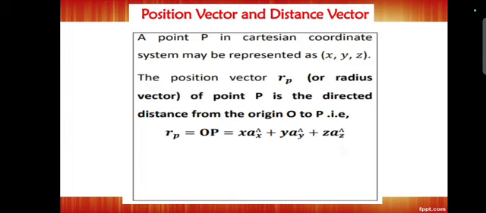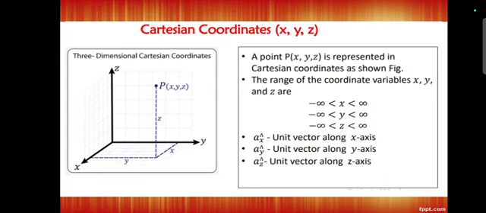The position vector and distance vector. A point P in a Cartesian coordinate system may be represented as x, y, z. The position vector Rp, or radius vector, of point P is directed along the distance from the origin O to P, in such a way that Rp is equal to OP, that is x into ax vector plus y into ay vector plus z into az vector.